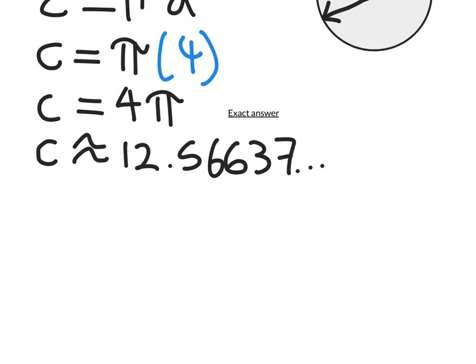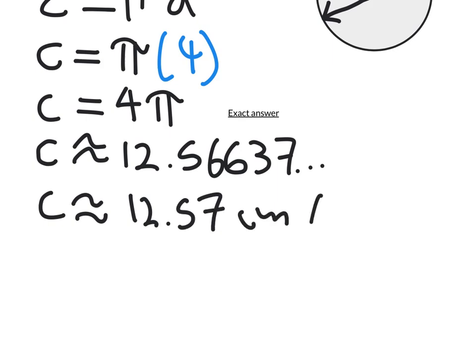So we want to go to 2 decimal places, which is this decimal place here. And so we need to look at the next digit to see whether we round up or down. Now that's a 6 there, so it's bigger than 5, so we're going to round this 6 in the second place up. So our final answer to 2 decimal places is going to be that C is approximately 12.57 centimeters. Always noting that we've got to put our units in at the answer. And that's our answer, correct to 2 decimal places for this question.